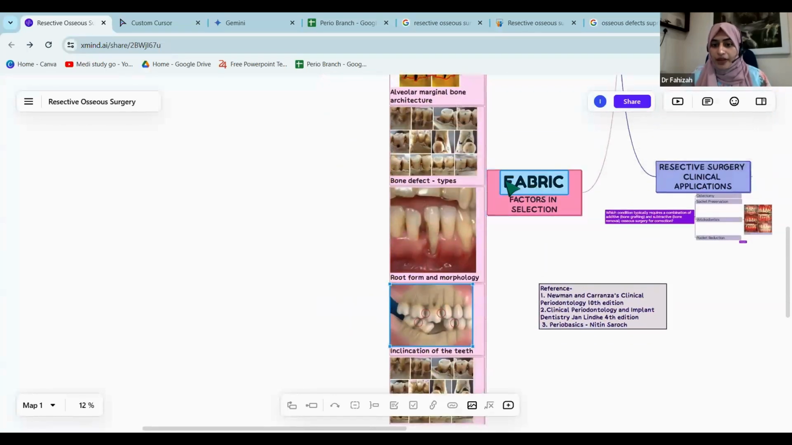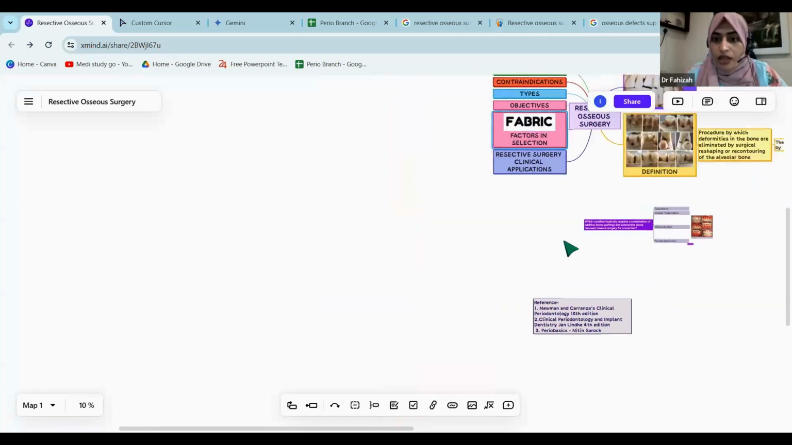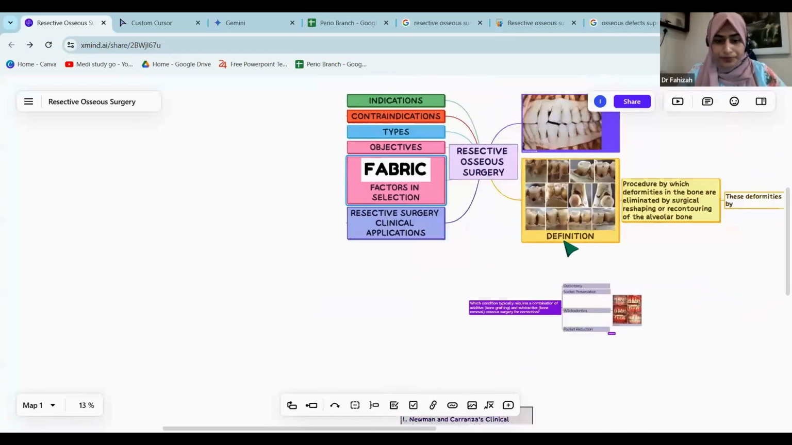So that becomes your fabric. Once again, let's just revise. Furcation involvement, alveolar marginal bone architecture, if there is a bone defect, root form, inclination of the teeth, and configuration and depth of the bony lesion. Okay. Now that becomes your factors in selection.